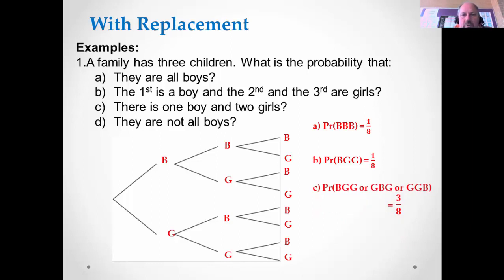They are not all boys. So there's one way out of 8 where they're all boys. So the remaining 7 all contain at least 1 girl, or 2 girls, or 3 girls. So the best way to work that, probability not all boys, is to say it's 1, everything, minus the probability of all boys. 1 minus 1/8 equals 7/8. Or in this case you could add up that you see there's 7 different ways, not all boys.